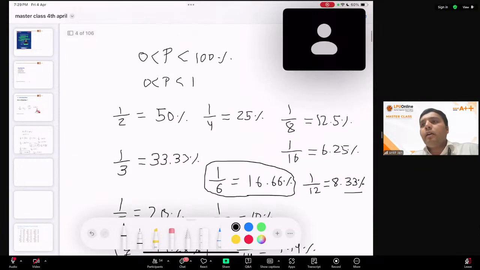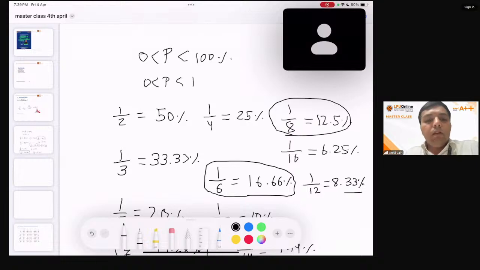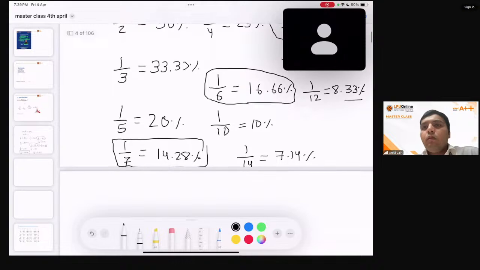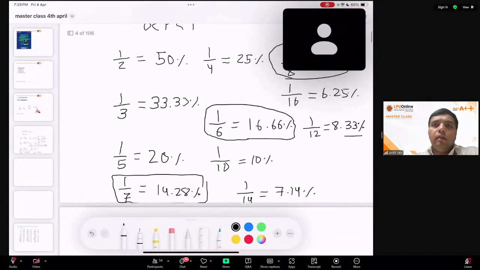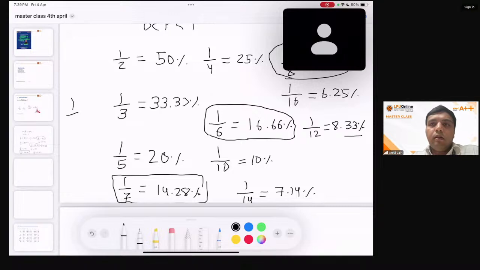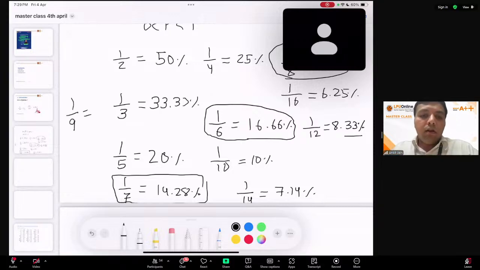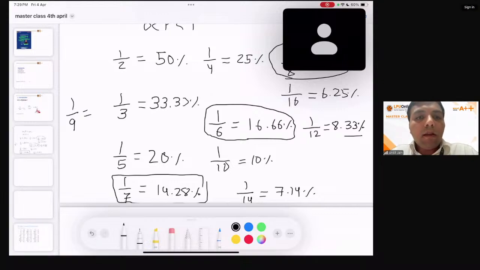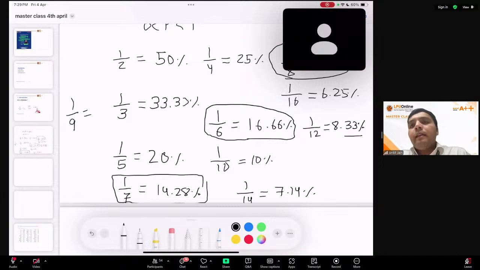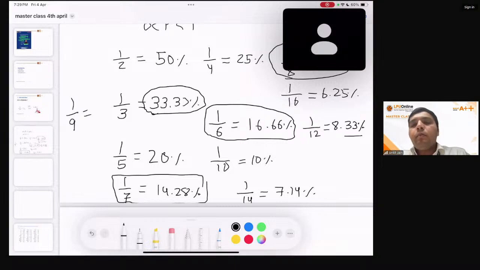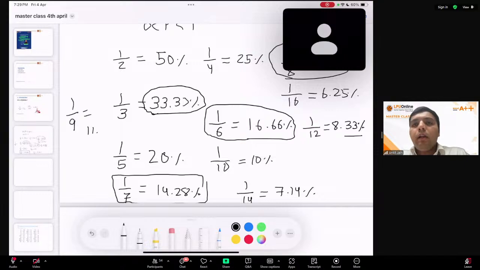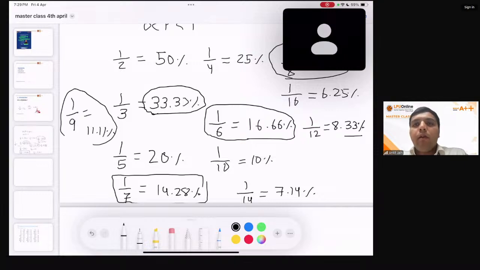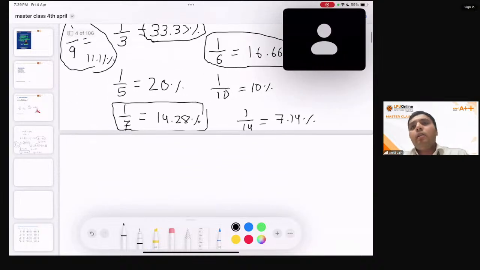1 by 8, we have already discussed, is half of 1 by 4, which is 12.5%. What is the value of 1 by 9? 1 by 9 is 11.11. 1 by 9 is 1/3 of 1 by 3. So when you divide 33.33 by 3, you will get 11.11%. You can note it down. Very important. 1 by 9 is 11.11%. 1 by 10 is 10%.